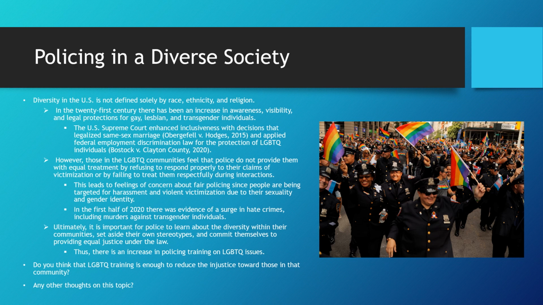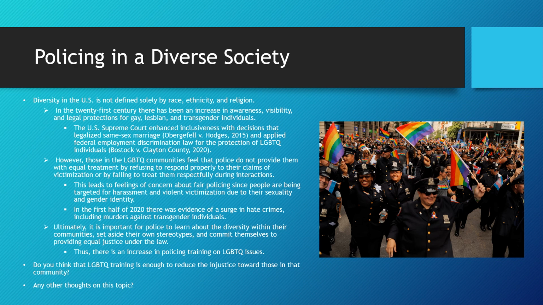However, those in the LGBTQ communities feel that the police do not provide them with equal treatment by refusing to respond properly to their claims of victimization or by failing to treat them respectfully during interactions. This leads to feelings of concern about fair policing since people are being targeted for harassment and violent victimization due to their sexuality and gender identity.